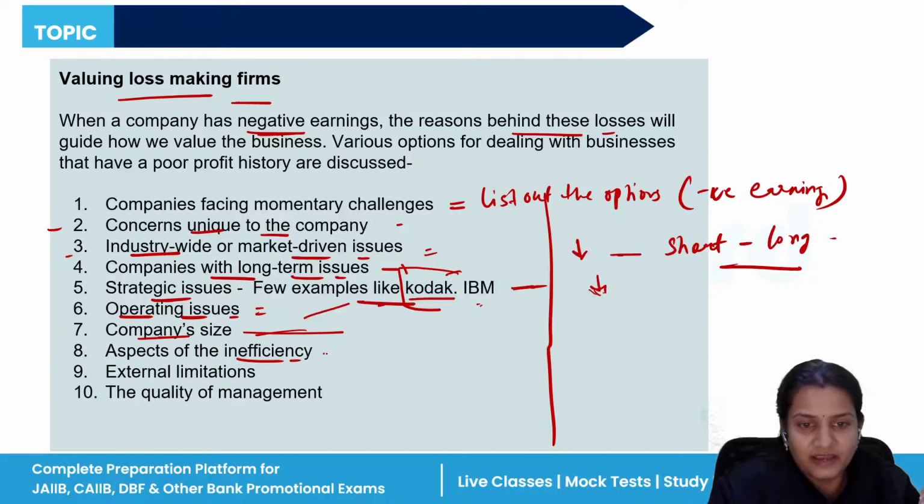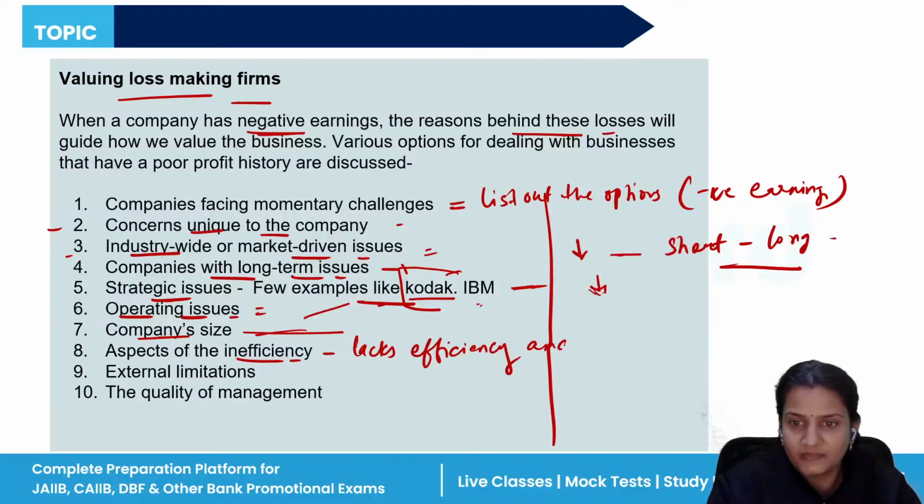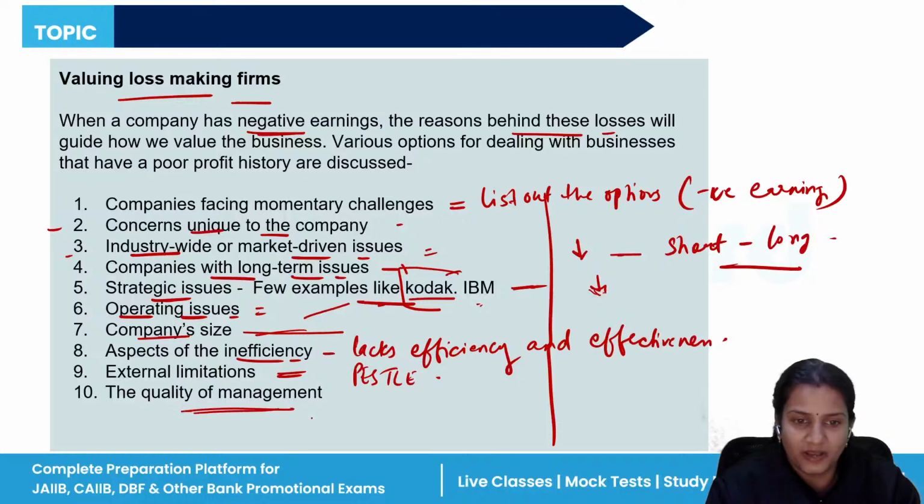Now, aspects of inefficiency: you are not having good relations with the members of your organization, with your supervisors and subordinates. They are not working in an efficient way, so it lacks efficiency and effectiveness. Now, external limitations, that is PESTLE. External factors are impacting the company, or the quality of management.